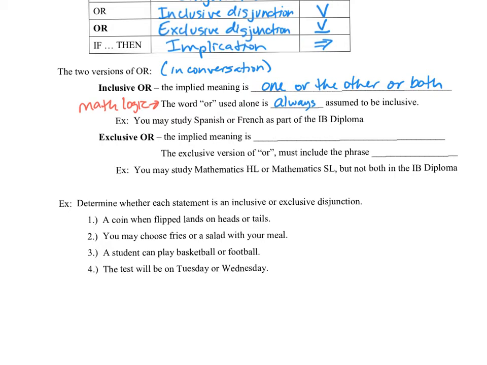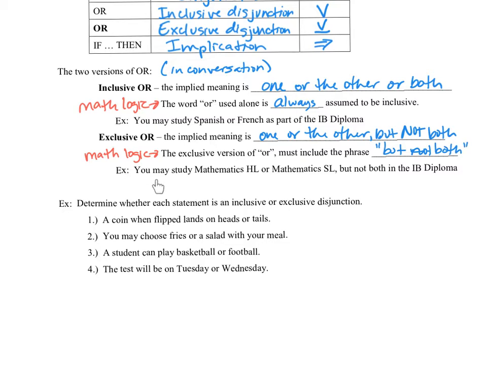So in everyday conversation, you can use the word "or," and it is implied to be the inclusive use of "or." Okay, the exclusive use of "or" in everyday English, the implied meaning is one or the other, but not both. Now, in math logic, if you want to use the exclusive or, then you will have to add a phrase. The exclusive version of "or" must include the phrase "but not both" in math logic. However, we'll see in an example here that it could be implied in everyday conversation.